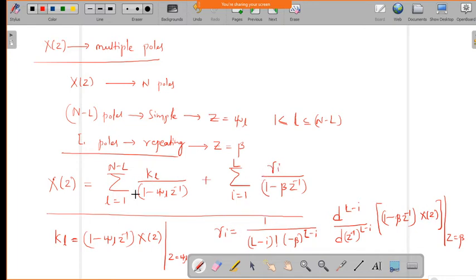Once you find the values of k l and gamma i, you can take the inverse z transform to find the time domain signal. This is the procedure we use whenever multiple poles exist. Now we will take an example so that you can better understand this procedure, and how we can evaluate the time domain signal x of n whenever multiple poles are there.